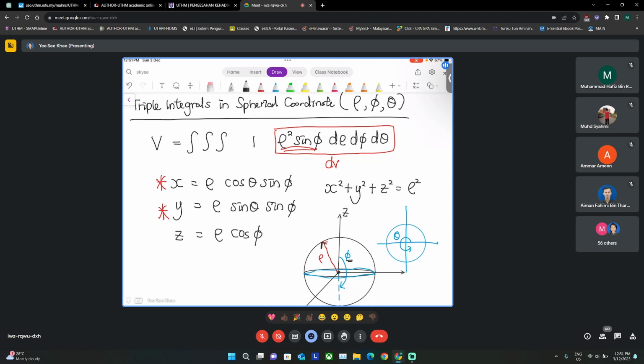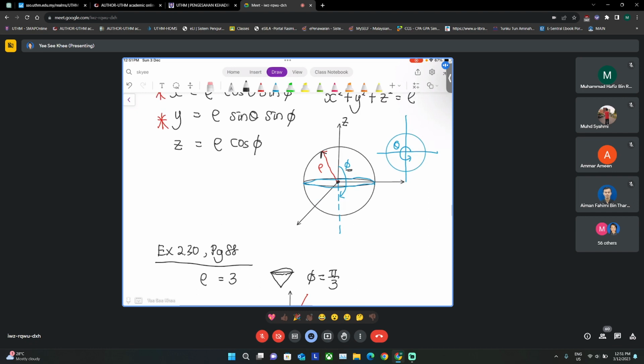Next is about the triple integrals in spherical coordinate. This is much more complicated because you're dealing with the d rho, d phi, and d theta, and especially when you want to convert it, the equation is also much more complex compared to the others. The first thing you must know is what is rho, what is phi, and what is theta in the spherical coordinate system, because it is very important.